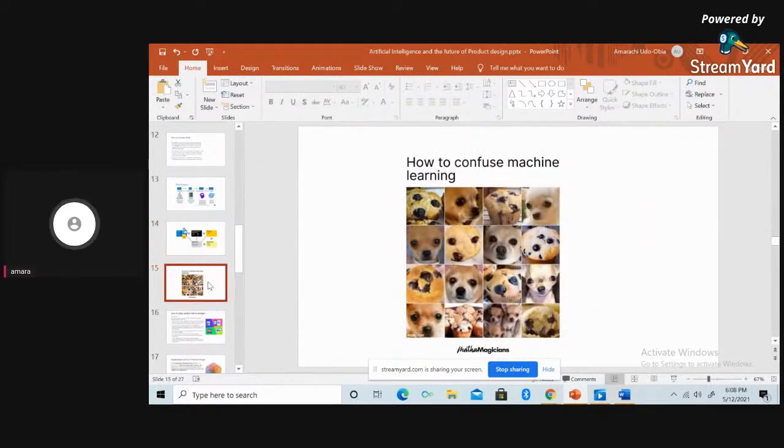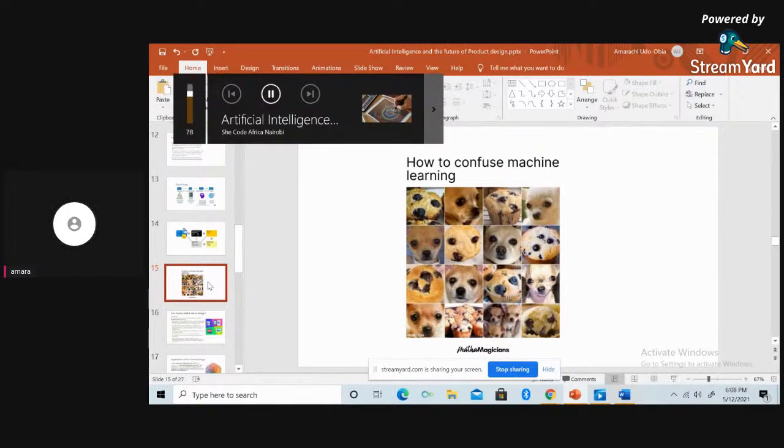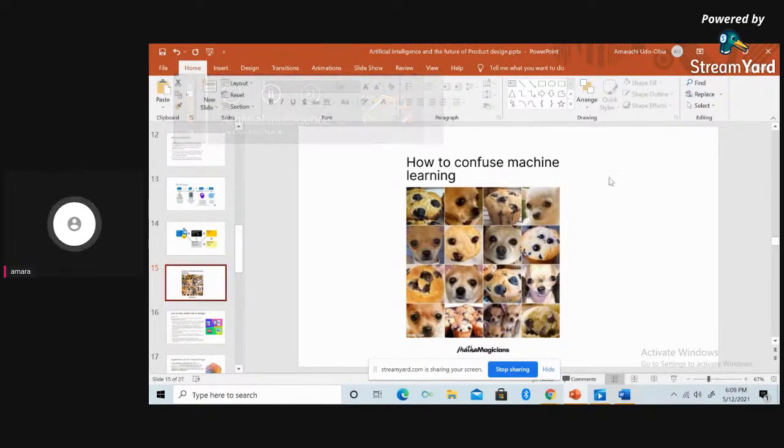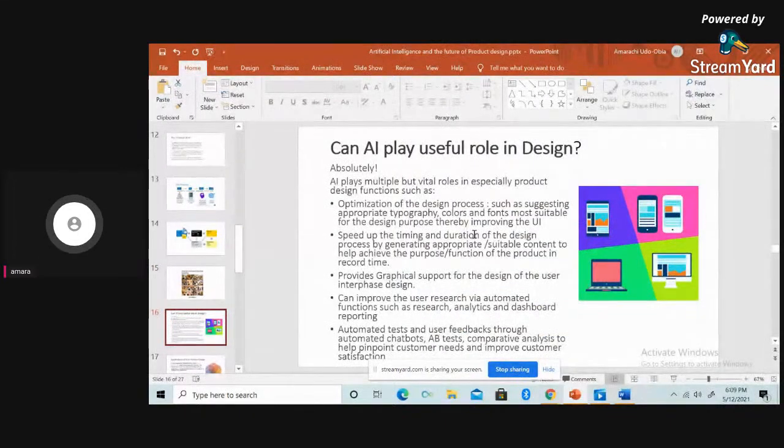This is actually more of a joke. How to confuse the machine learning by giving it things that are very similar, but they are not the same. Okay, so let's go straight to AI and the connection between the two.